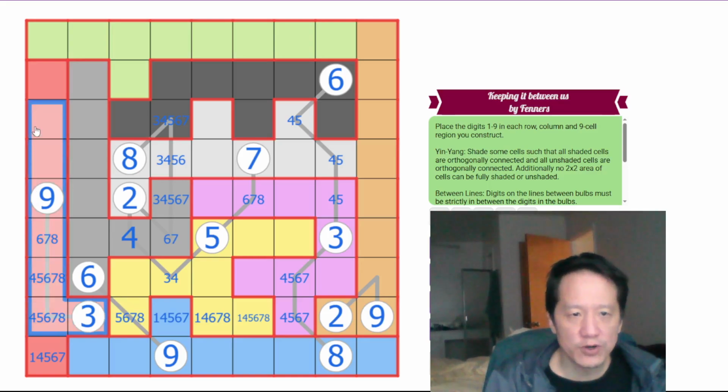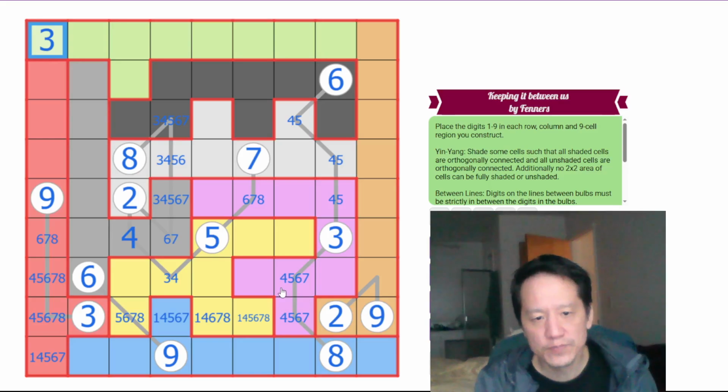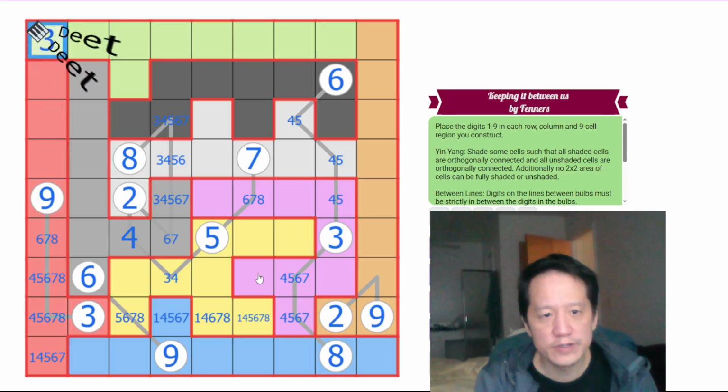Well, this 3 is part of this region, so it cannot be in the rest of the column. Or it cannot be in the rest of the region here. So this must be a 3. That's 3 in the corner. We celebrate.